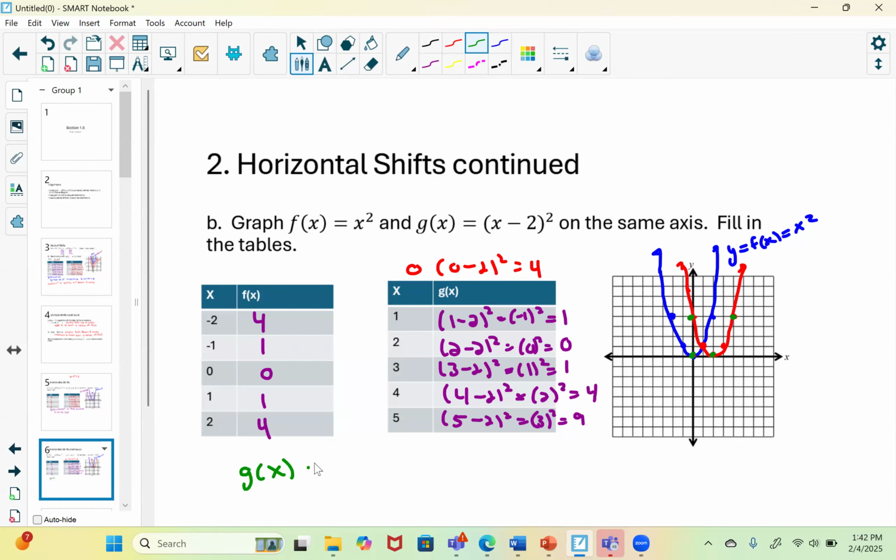So g of x is f of x shifted 2 units right. And again, the reason is because when I plug 2 in is when I get 4. To get 2 in here, I actually have to plug 4 in to get 2 in the middle. And that's why it's shifting the opposite of what we thought.